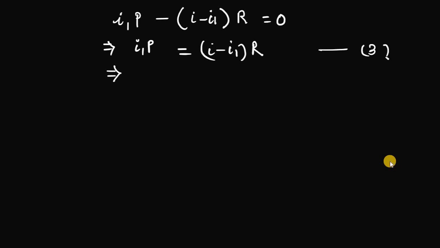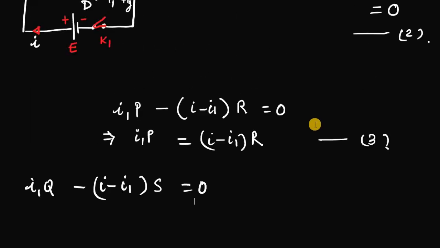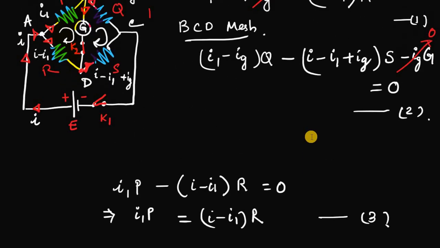Next, I will again derive from the second equation, putting IG equals 0. What I am getting, similarly, is I1Q minus (I minus I1) whole into S equals 0. You can see it for yourself. You may have taken a screenshot of the first two equations.